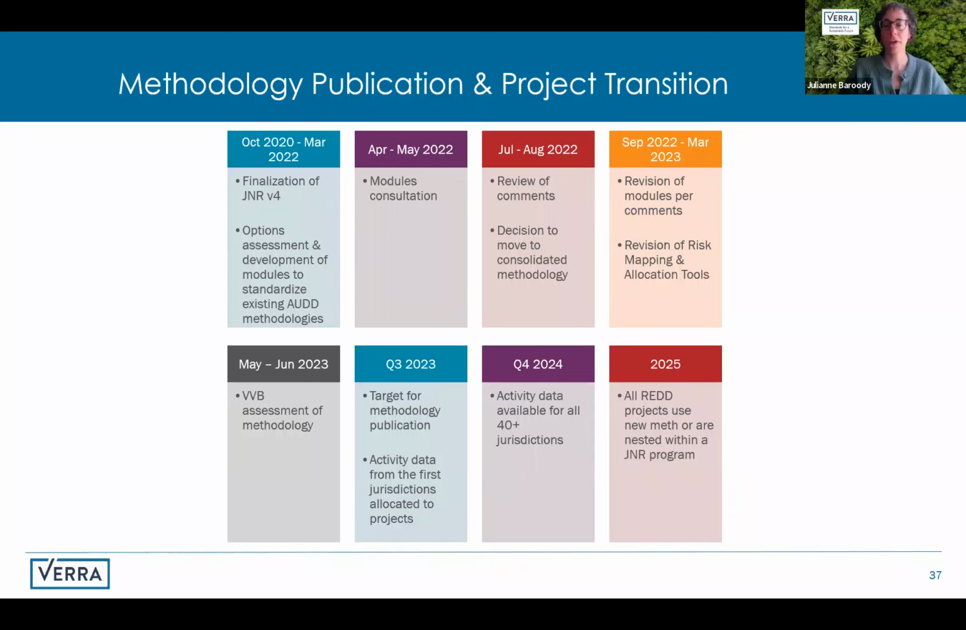And we have targeted that for the first activity data to be available to be allocated to projects. By Q4, the end of 2024, we have targeted that all activity data will be available for all of the jurisdictions where we currently have REDD projects. And by 2025, we are hoping that all REDD projects will be using this new methodology or will be nested in a JNR program.